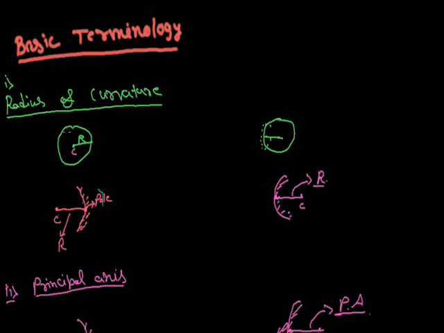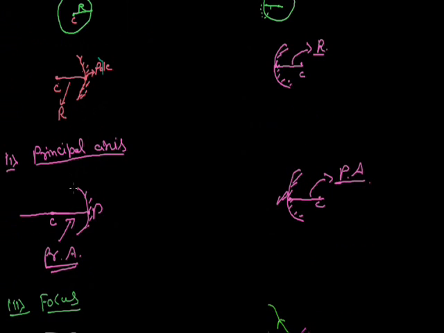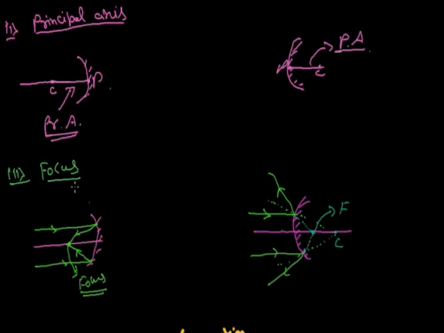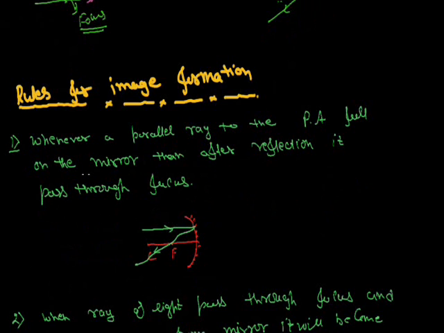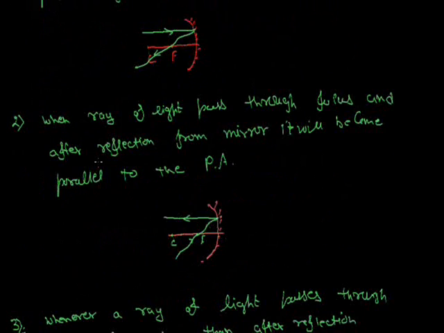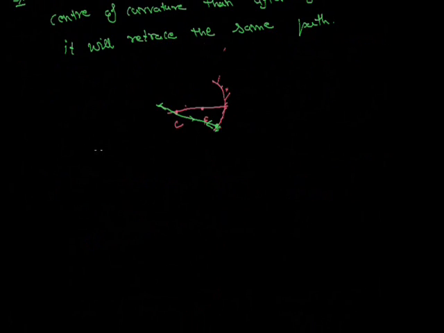Now, the basic terminology we have defined: what is radius of curvature, then we define the principal axis, then we define the focus, and basically the three rules for the image formation. So, thank you. In the next class, we will study the image formation by the mirrors.